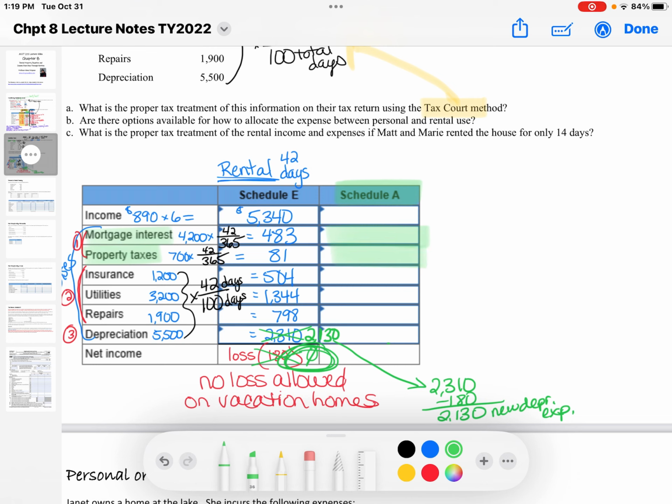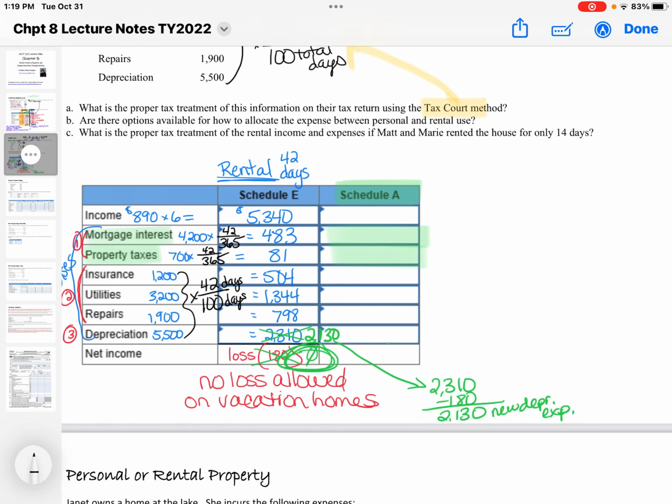That's all you can really do for your personal. So let's throw those in. Now here's how you do those. This is really important. It's not taking the 58 days over 365 like you might think. Instead, it is just the rest. A minute ago, we took 42 over 365 days, but using the tax court method, basically we take that full amount, 4,200, we subtract what is considered rental, and then the rest, which is 3,717, would be deducted on your Schedule A.